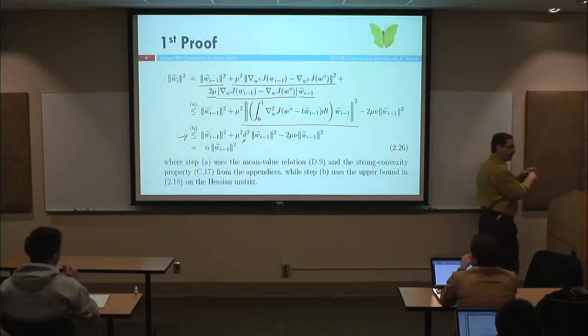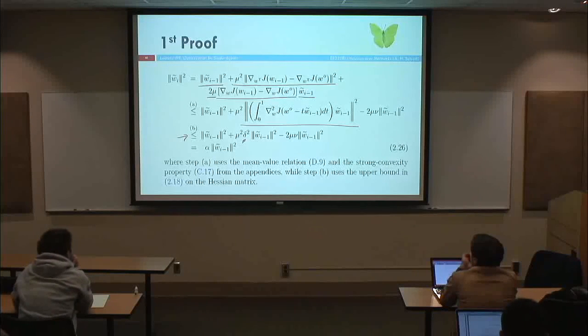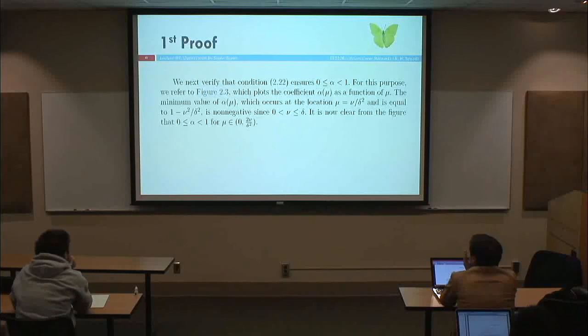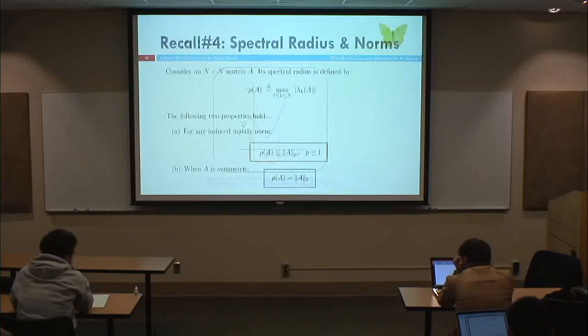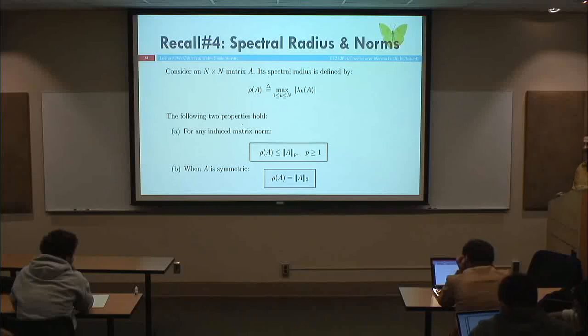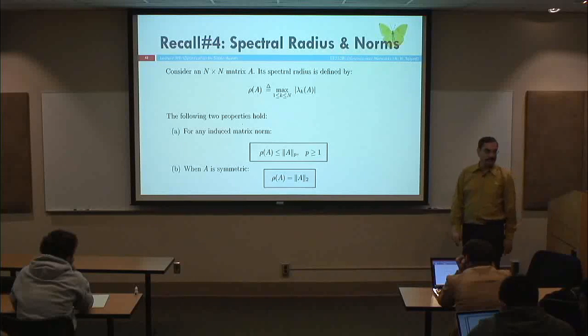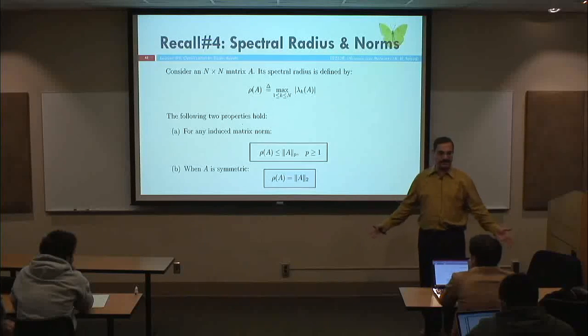And because the alpha is strictly less than 1 for the bound you imposed on mu, it will converge. Fine? So that's the proof, okay? Because for mu less than this, alpha will be strictly less than 1, and therefore you converge. Fine? And the convergence is exponential. So that's proof number 1. Did you follow it? It wasn't difficult, right?